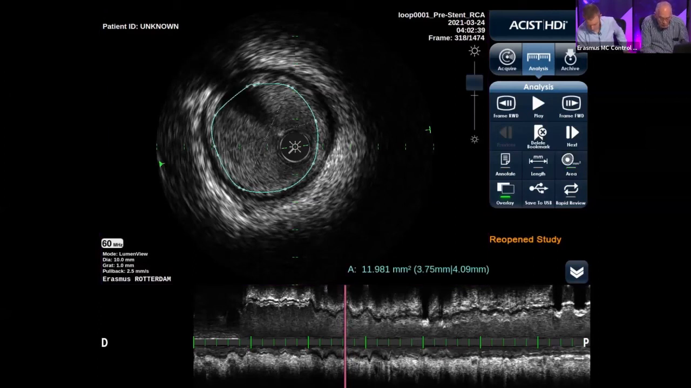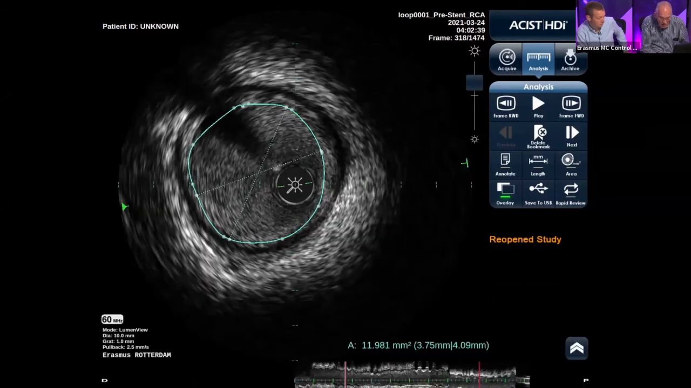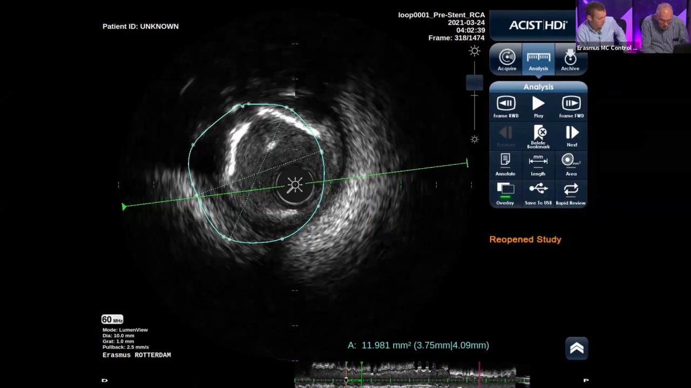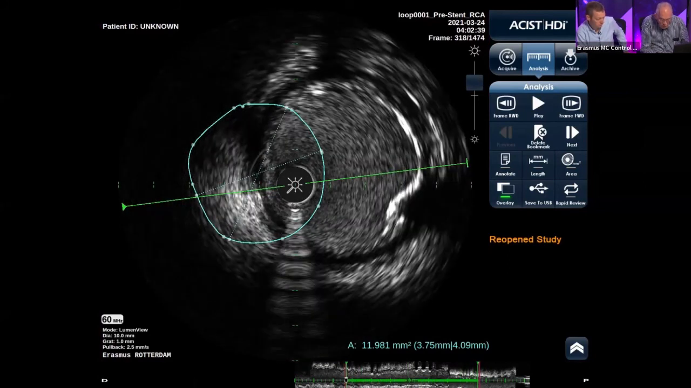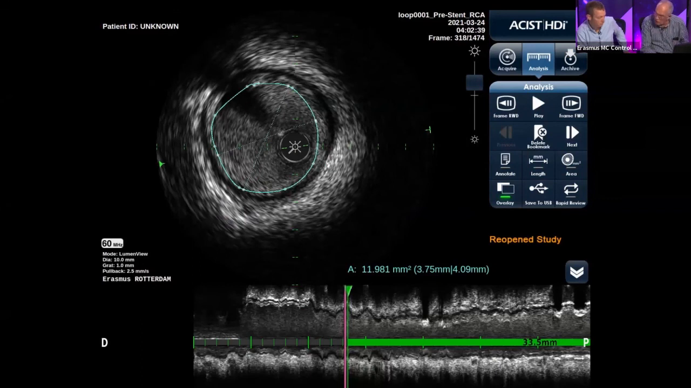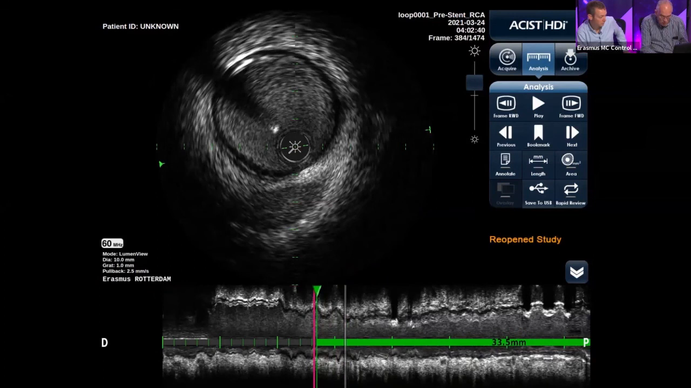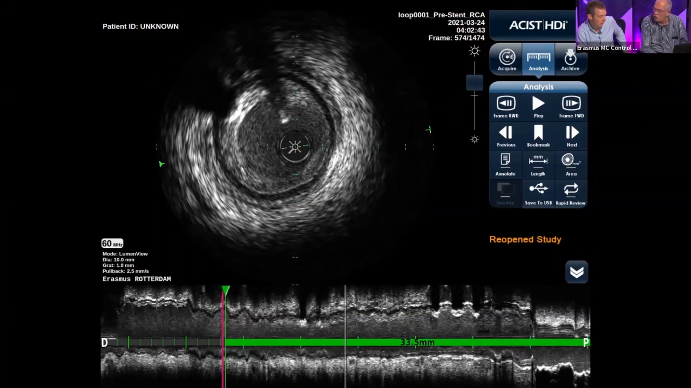Then I owe you still a length measurement. So we go like this, and then if we see the length, we see 33.5 millimeter between the two landing zones. 4.0, 4.5, so that will be, I think, a large stent.